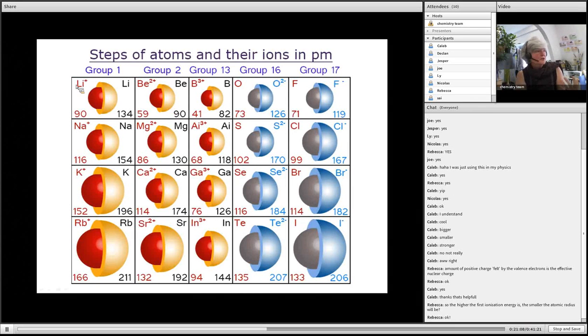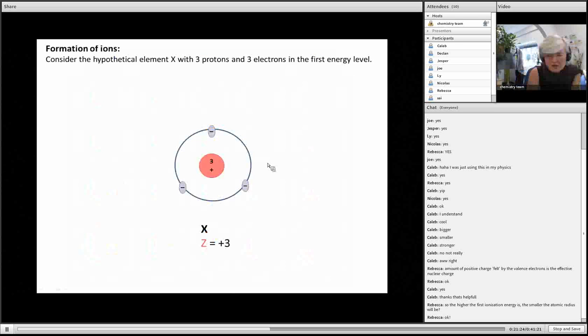So what I've just done here is, in red is the lithium ion. You can see it's smaller compared to the lithium atom. But anions, the anion is bigger than the atom. Now, page 33 in your books, there is a mistake. Please do not say this in an exam.